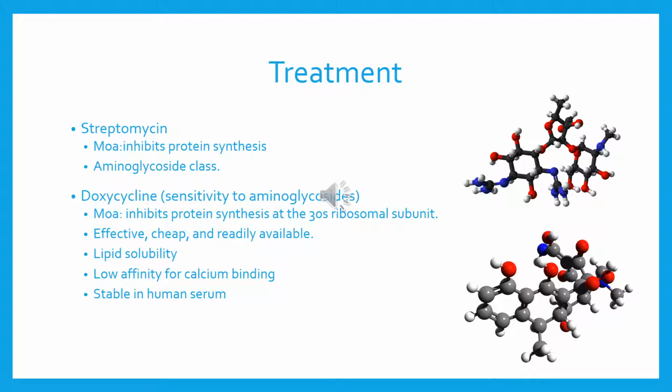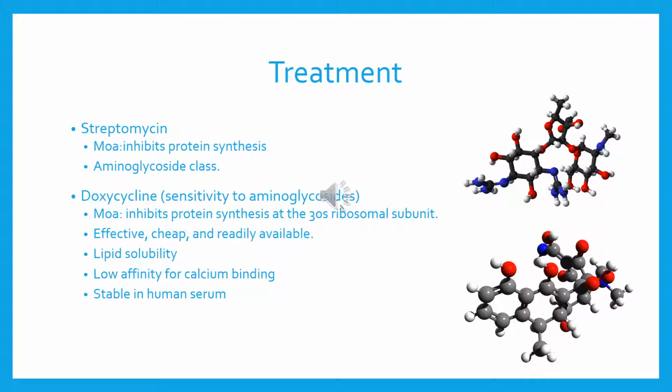There are two treatment methods for the plague. The first is streptomycin. It's a member of the aminoglycoside class. However, it is expensive and hard to get a hold of. The preferred treatment method is doxycycline. It's also used for those who do have sensitivity to aminoglycosides.